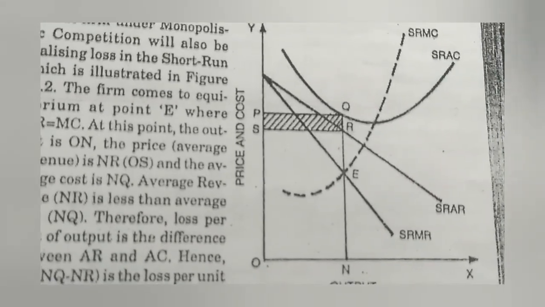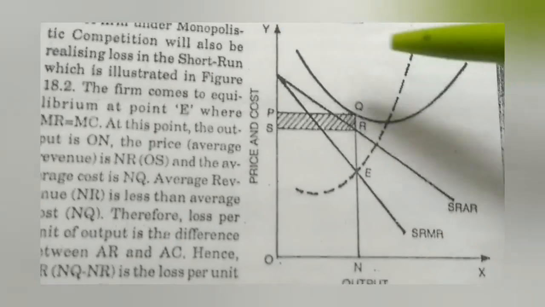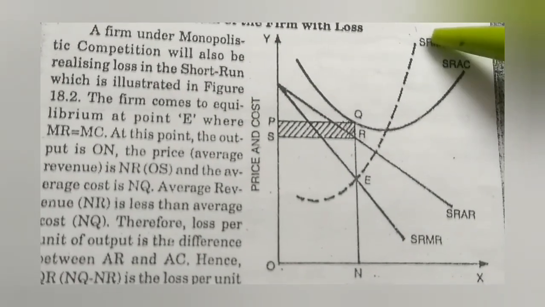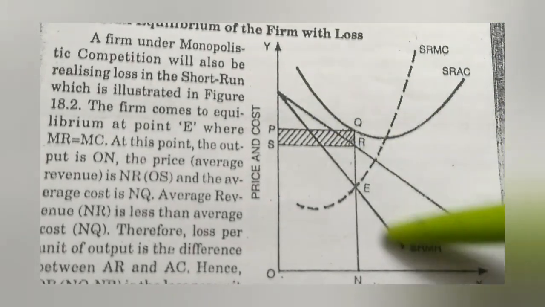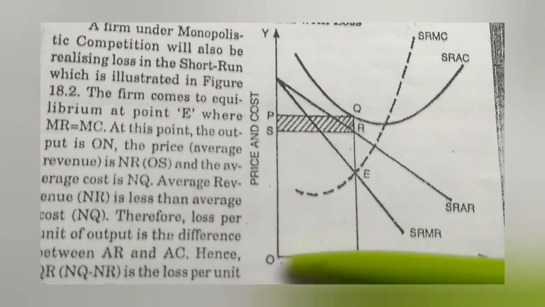This is the short-term equilibrium of the firm under monopolistic competition with loss. Look here, it is very simple. The profit maximization condition is MC equals MR. This is the marginal cost curve, and this is the marginal revenue curve. Both intersect at point E. This is the equilibrium point, and this is the equilibrium output.